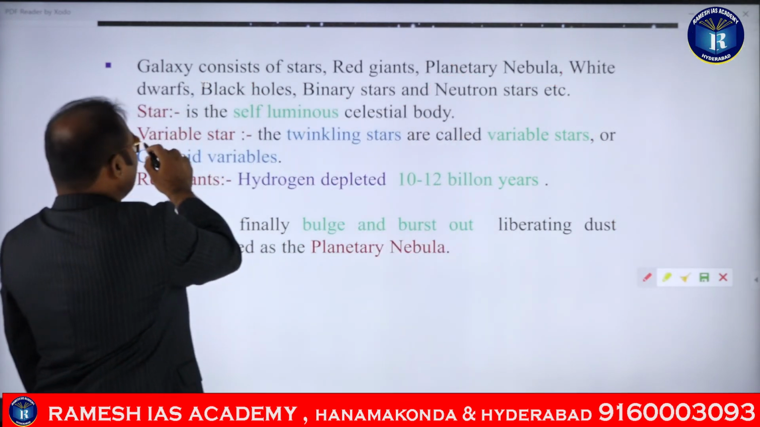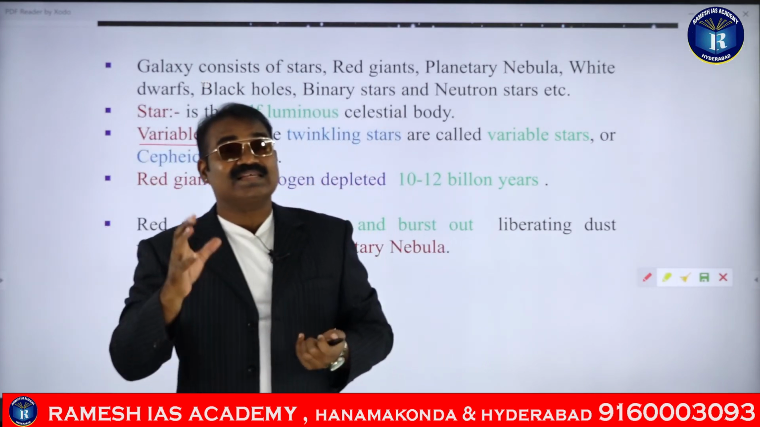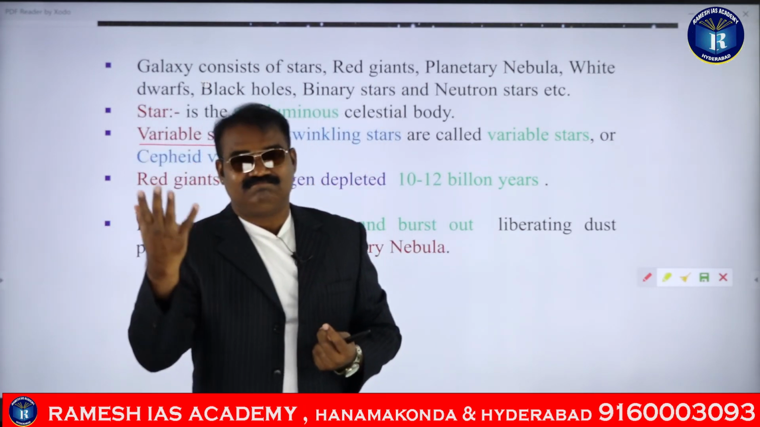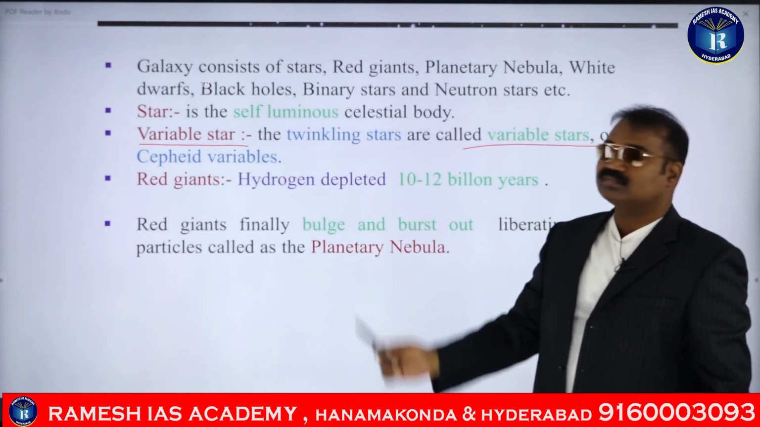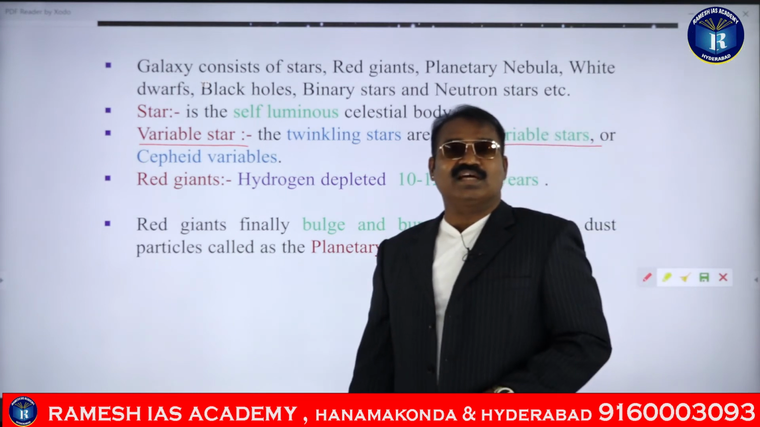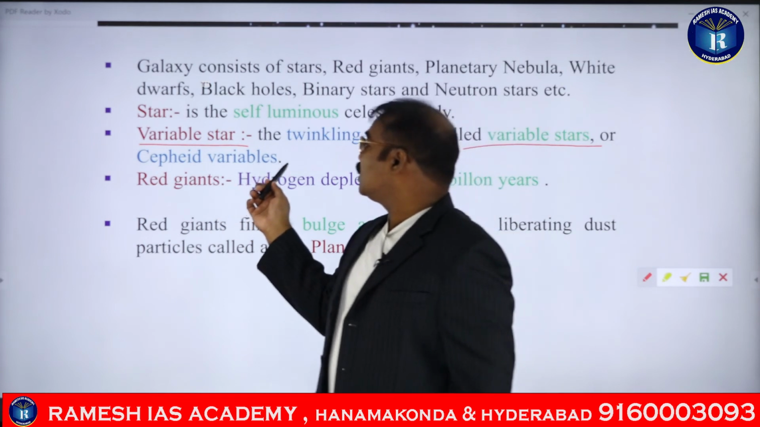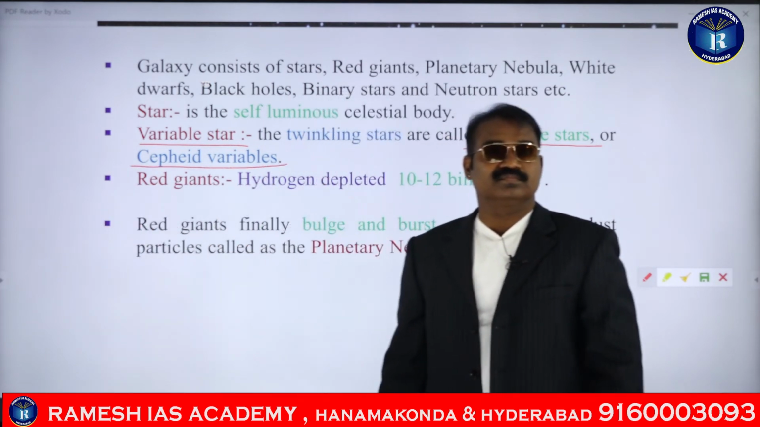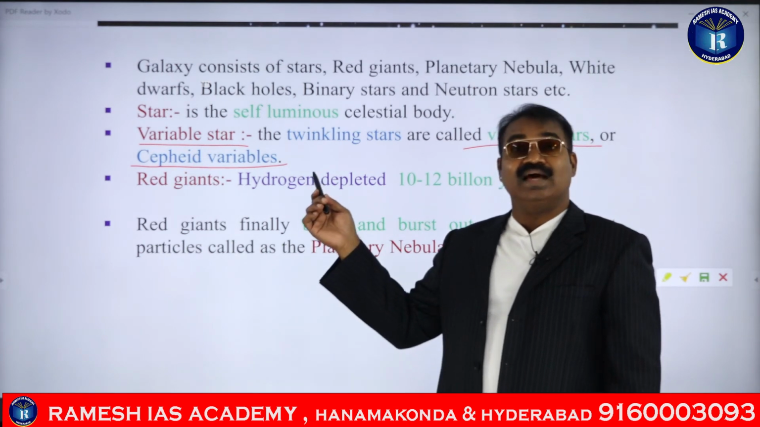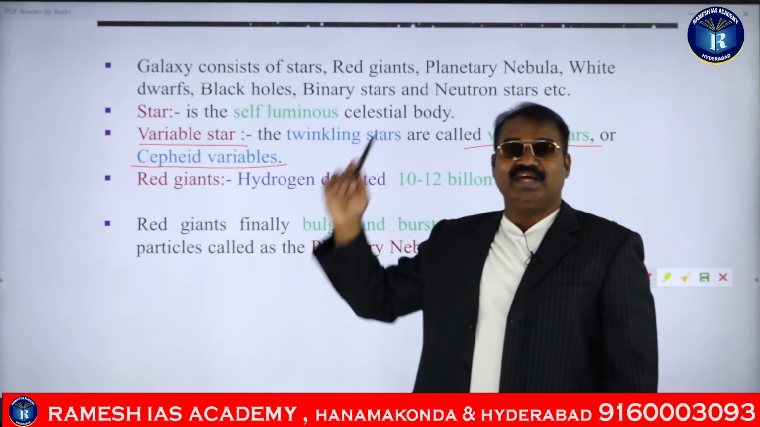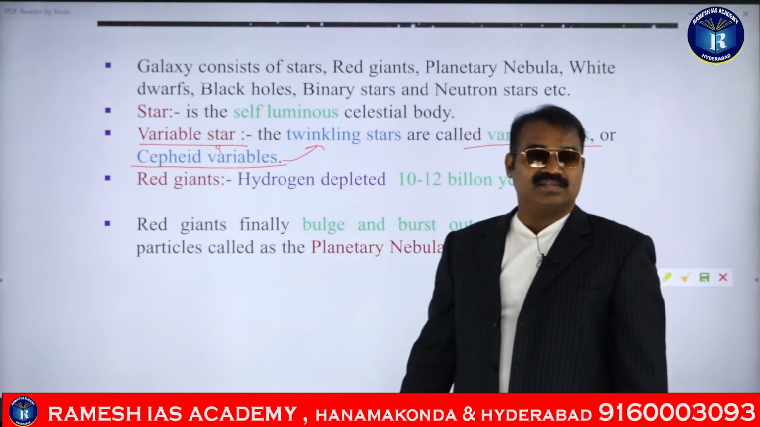the variable stars. Generally, when we look into the skies, we can see some of the stars which are twinkling, guys. The twinkling stars are called the variable stars. And this was again our prelims question. In the examination, they asked, what are Cepheid variables? The question was related to the stars, but they asked, what are Cepheid variables? Cepheid variables are nothing but the variable stars or the twinkling stars.